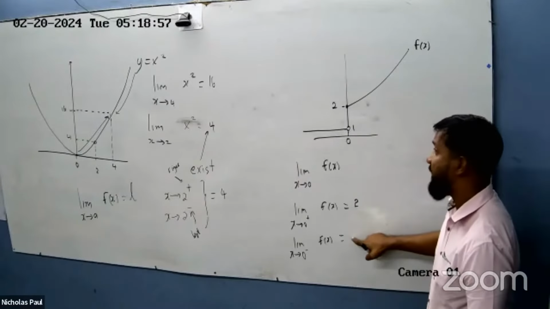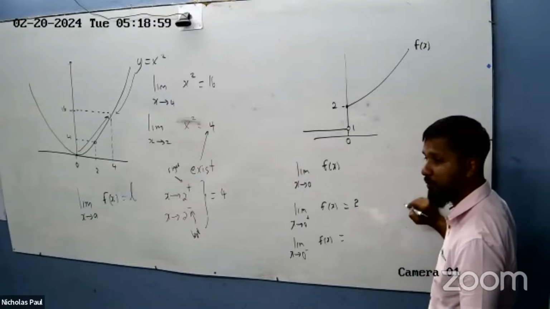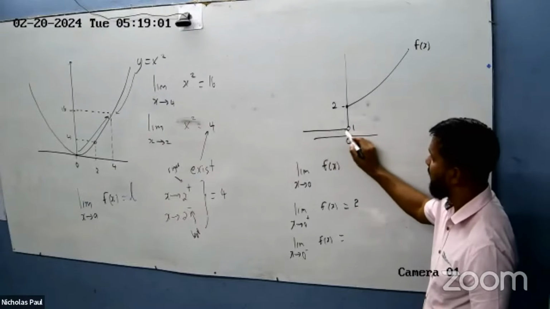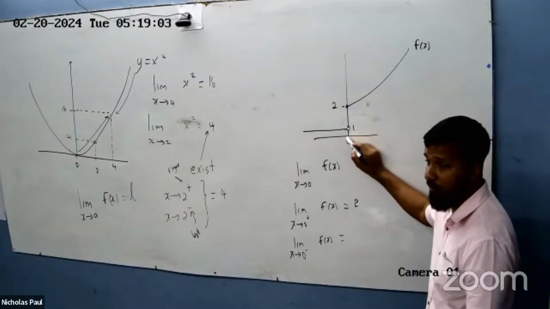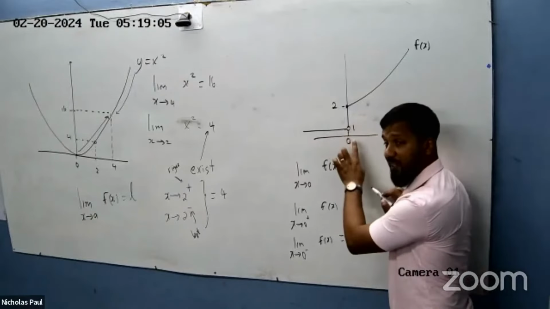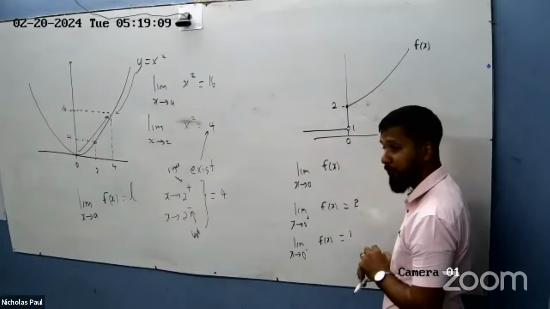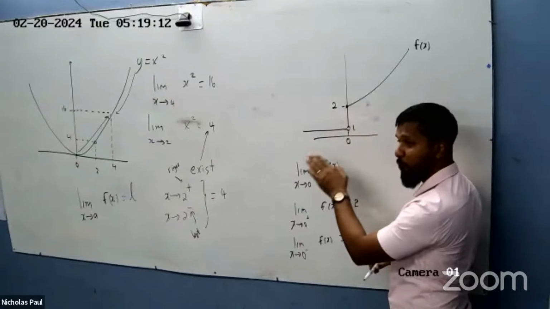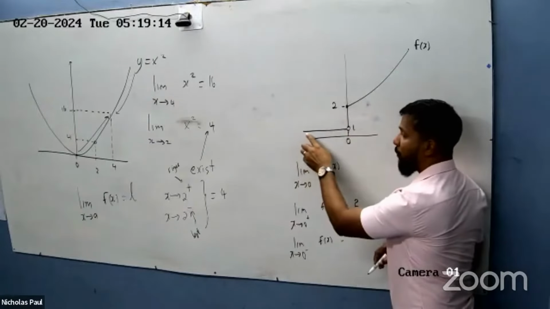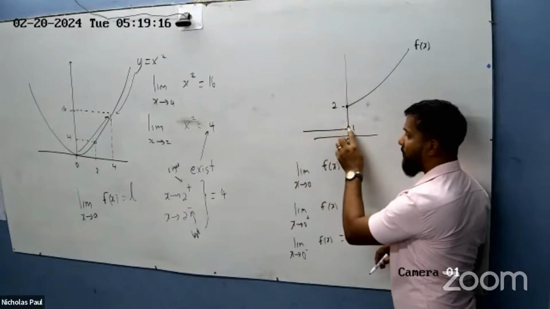Correct? Azaria, if you approach from the left, and again, you approach 1. This 1 doesn't have to exist. You are approaching 1. Okay? So the answer here is 1. Hollow or solid, it doesn't matter. When you approach from the left, you are approaching the y value of 1.